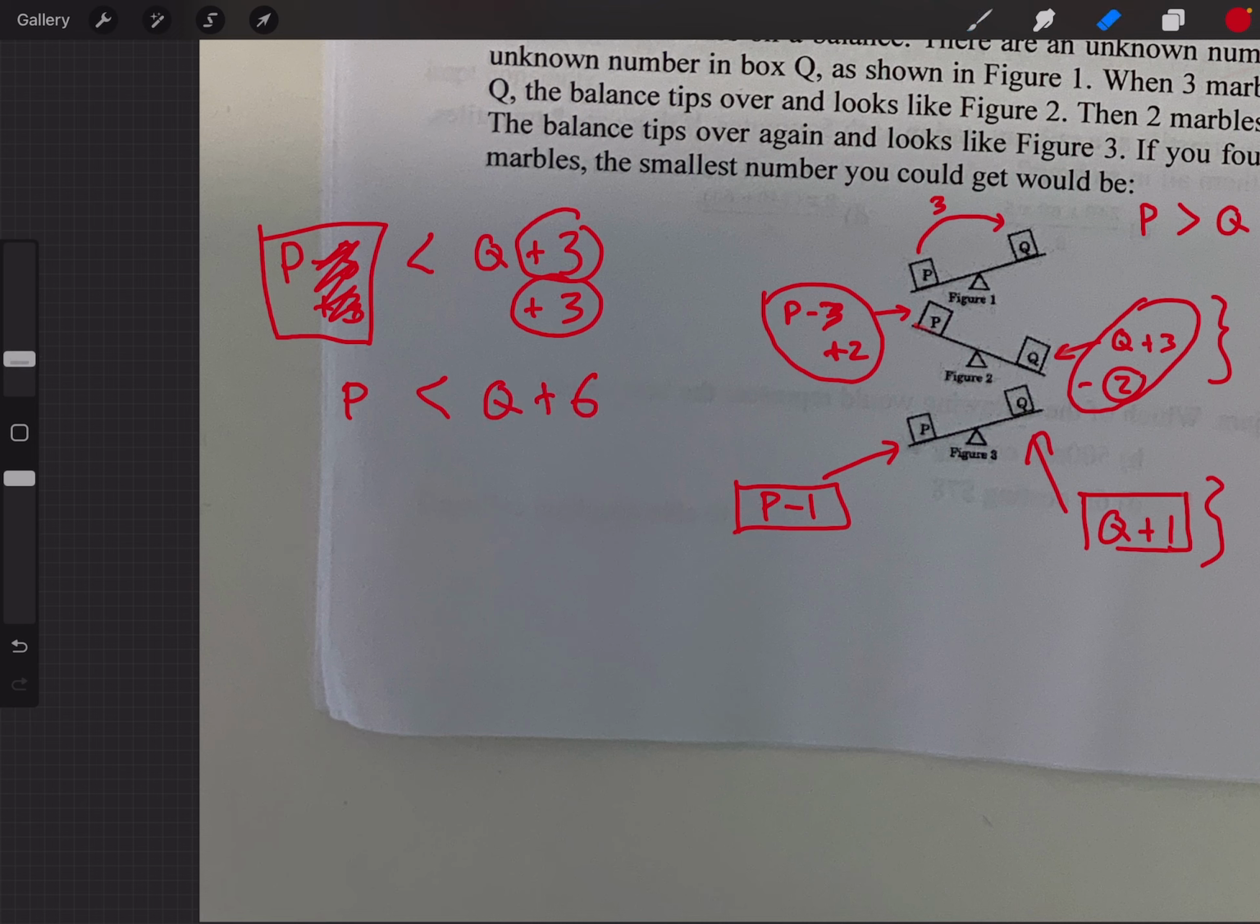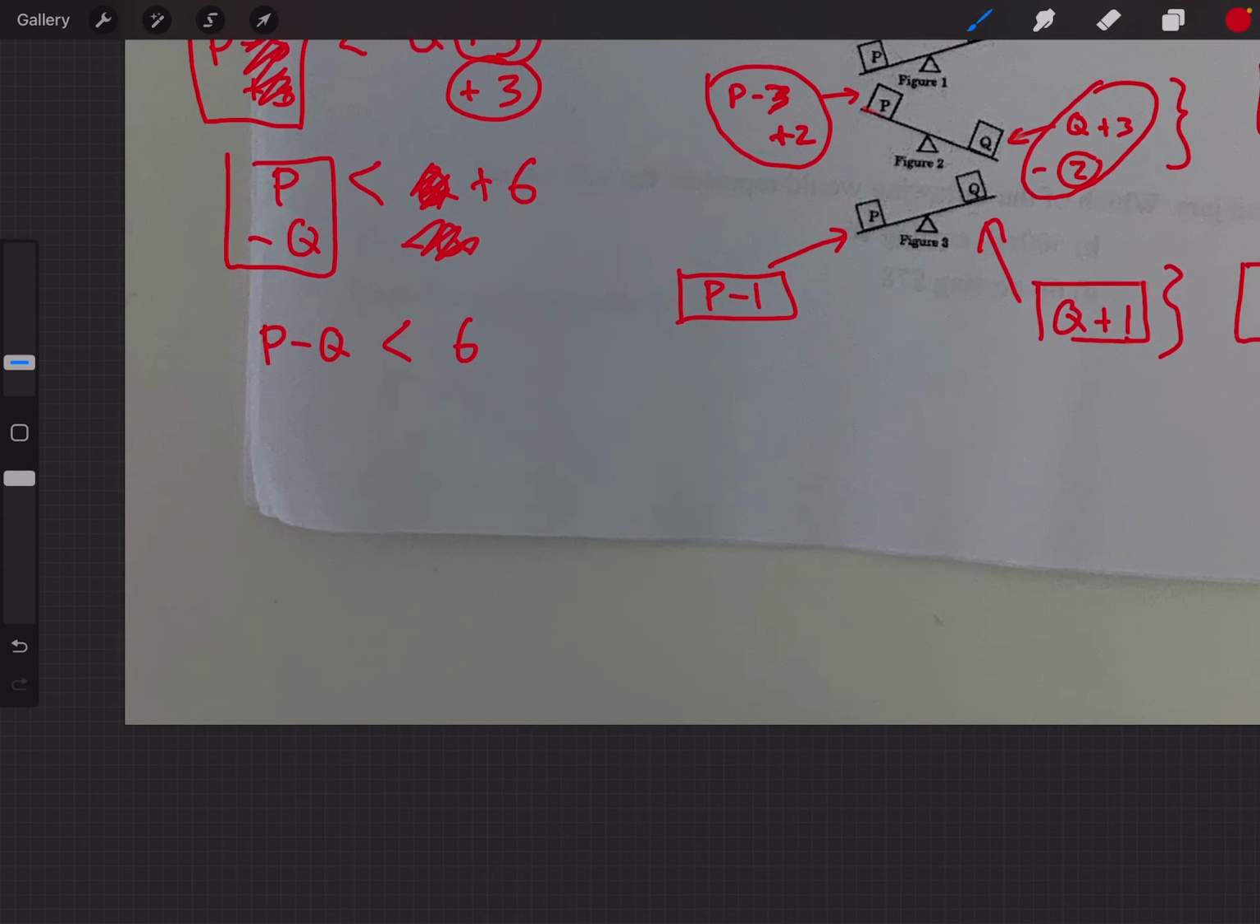Okay. Now what we're going to do is we're going to subtract Q from both sides, and you're going to have P minus Q is less than 6. Because Q minus Q is just 0, and P minus Q is just P minus Q. So what does that mean? That means that the difference between P and Q is less than 6. So that means it could only be either 1, 2, 3, 4, 5.